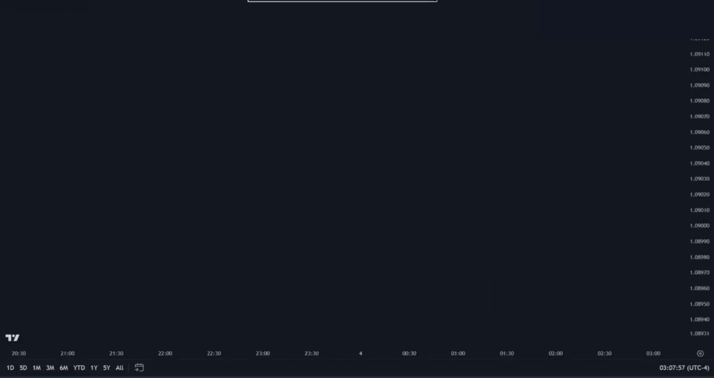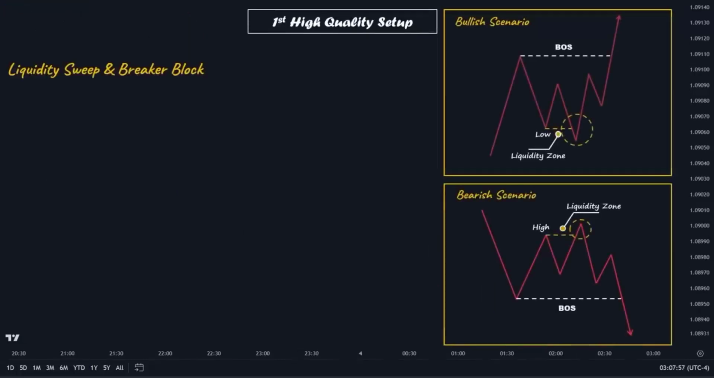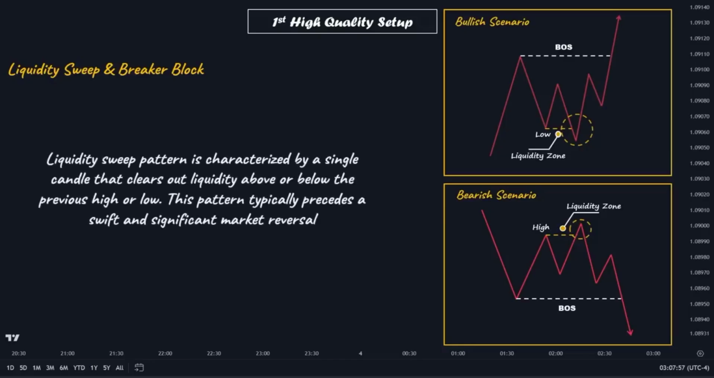Moving forward, the first high-quality type of breaker block that offers a high probability of success occurs when it forms right after a liquidity sweep pattern in the market. As discussed earlier, a liquidity sweep pattern is characterized by a single candle that clears out liquidity above or below the previous high or low. This pattern typically precedes a swift and significant market reversal.